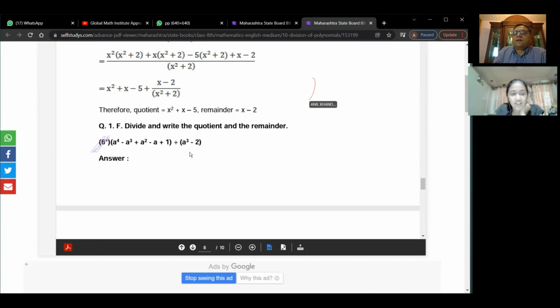We will not rearrange it. It is already arranged. You straight away write it down as it is. A cube, but we have to use a placeholder. Do you see that? A cube, 0x square because x square term is missing, plus 0x because x term is also missing, and minus 2.